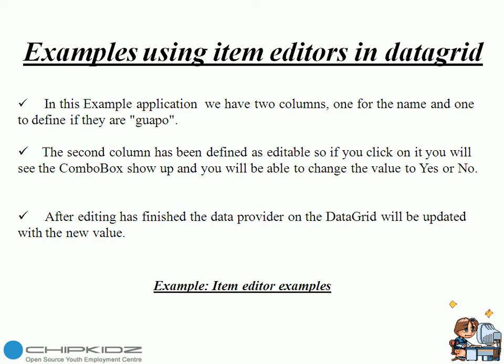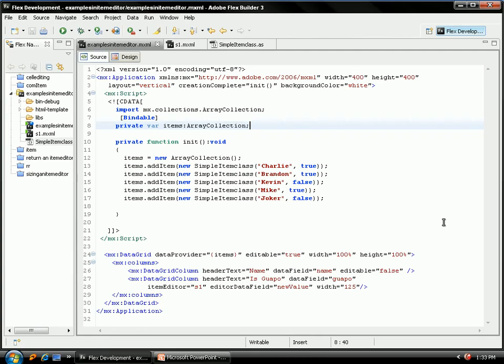So now I have created an example using item editors with the data grid in a data grid file. I have created a data grid with a data provider, with the editable property set to true, and created two columns, name and gapo. In the name column I set the editable property to false, and in the other data grid column the header text is gapo, the data field is gapo, and the item editor is s1.